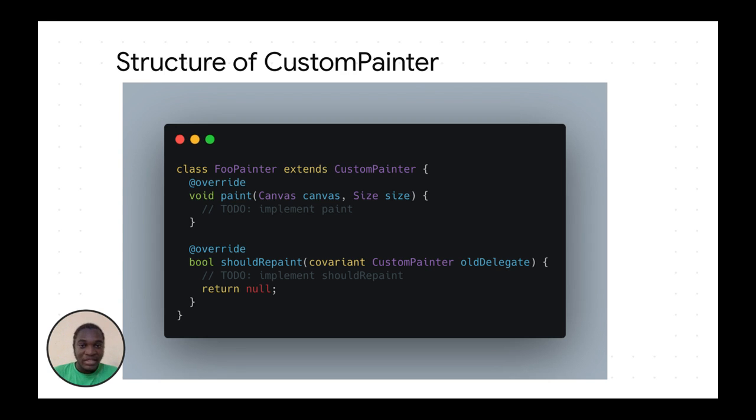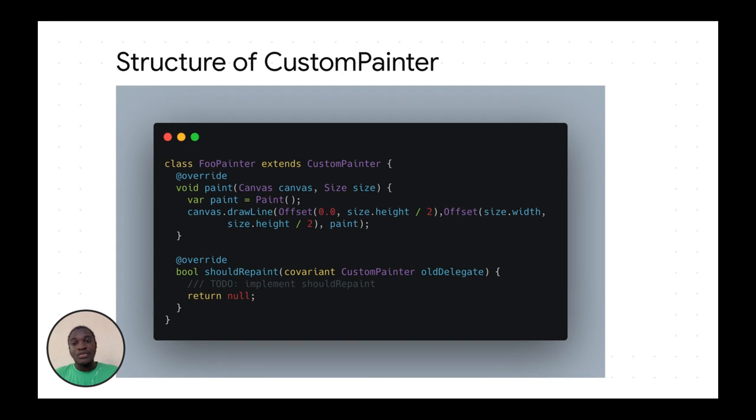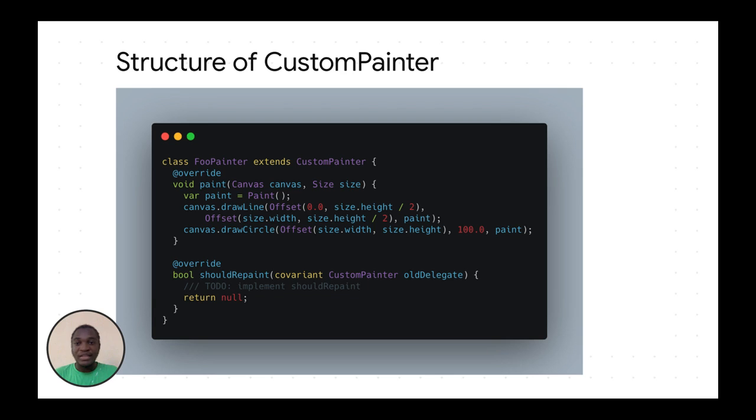The custom painter class provides us with two override methods. The first one is the paint method. The paint method is where all the painting happens. You want to draw a line, you want to draw a circle, anything you want to do has to be in the paint method. The paint method provides us with two things, the canvas and the size.